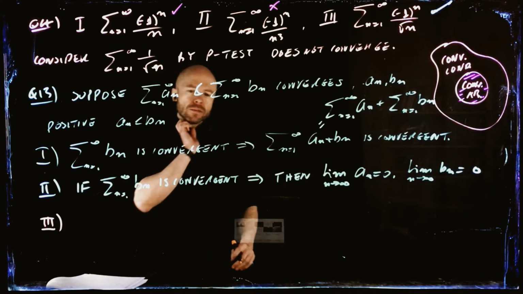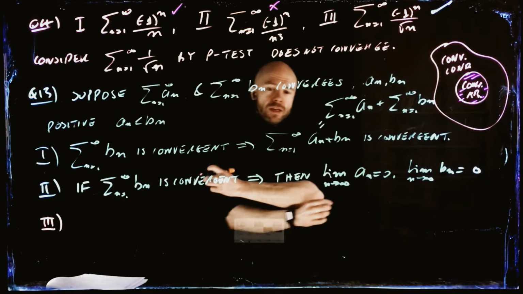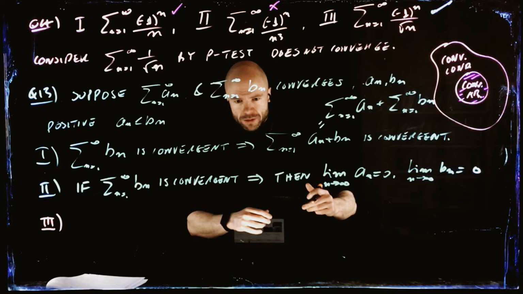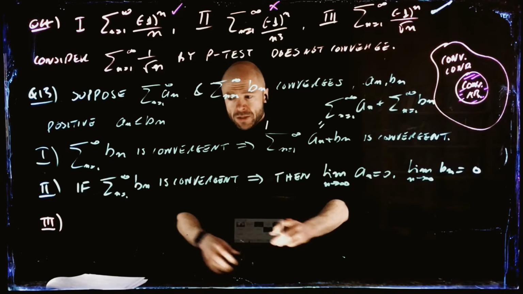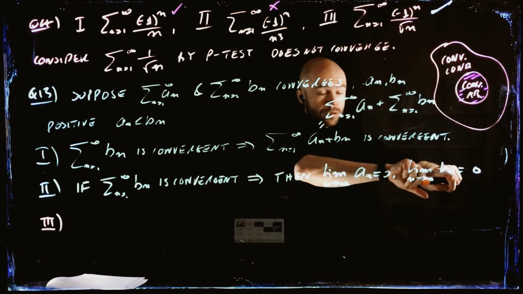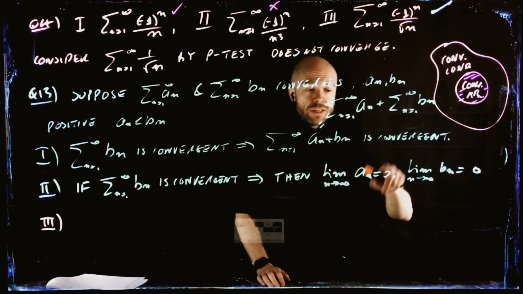Perfect, yes. That's completely correct. So by the divergence test, unless these terms go down to 0, there's no way it can possibly converge, right? Yeah. So since Bn is convergent, An is convergent, therefore both the limit as n goes to infinity of Bn is 0 and the limit of An as n goes to infinity is 0.